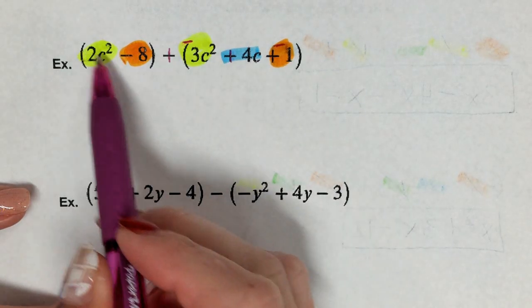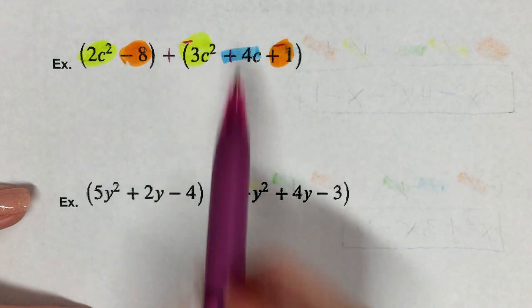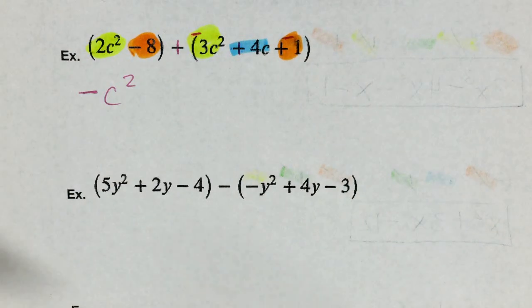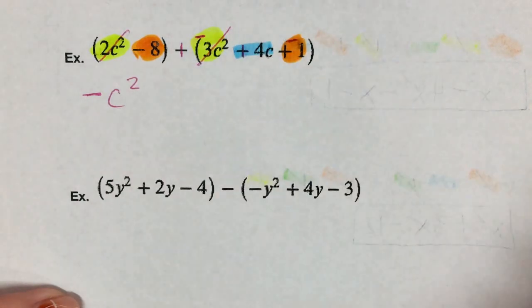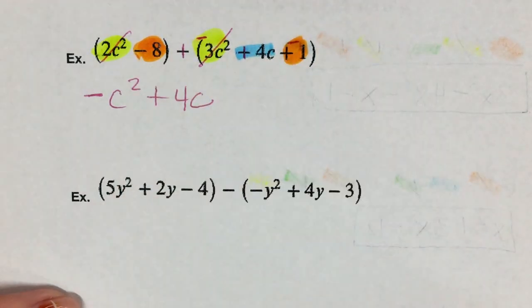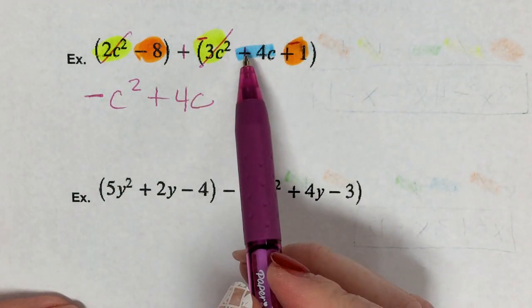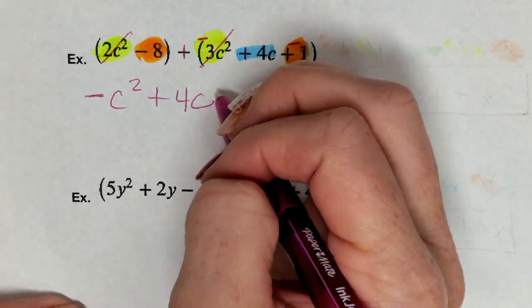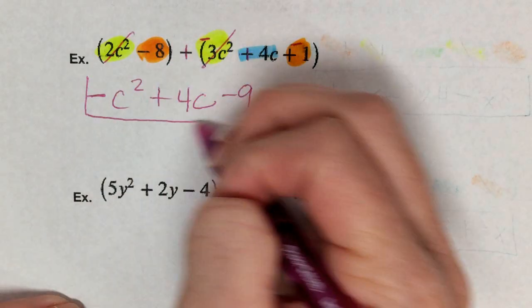All right, what is 2c squared minus 3c squared? Negative 1c squared. What if I just write negative c squared? It's the same thing. Good. Mark it out. What has to be written next? So plus 4c. If you put minus 4c, it's wrong because you had to change it, yes? Now I'm going to do negative 8 plus negative 1, which is negative 9.